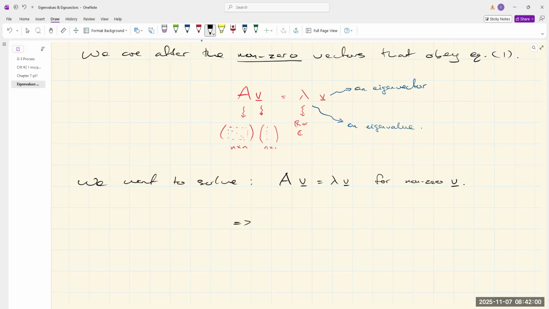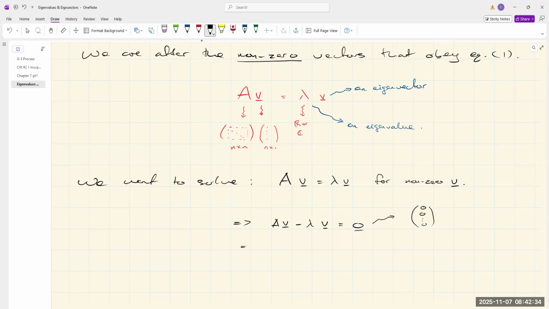Okay, so let's see if we just try to solve this equation for non-zero vectors V. What happens if I bring everything to one side of the equation? Now we need to remember that this is a matrix equation, so you can't put the number zero there. This is a matrix times a vector minus a vector. So this zero over here is a zero vector. It's just a column of n zeros, right? That's what that zero vector is.